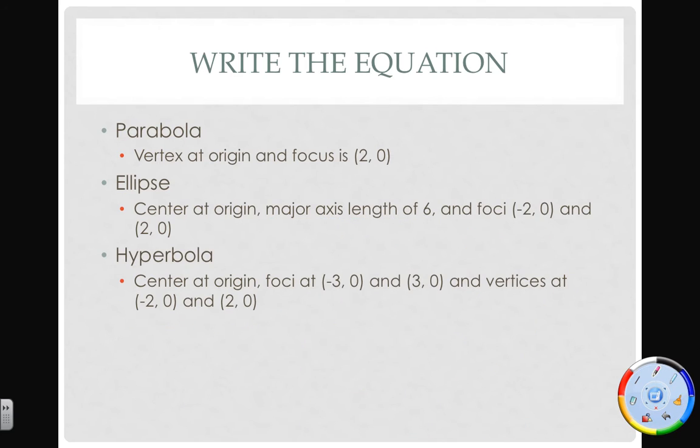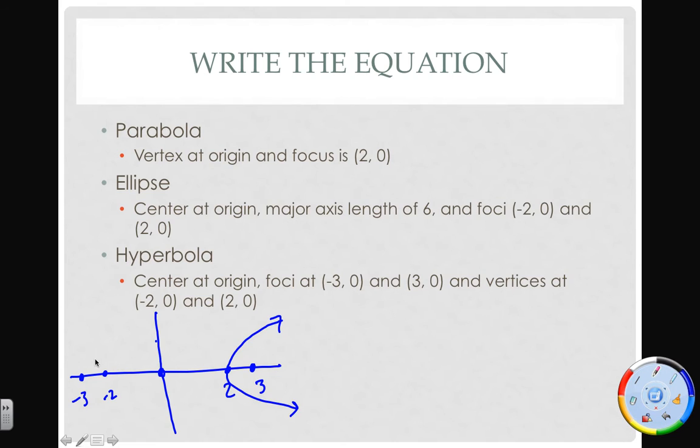So we have a center at the origin. In this particular case, I guess I'm choosing 3 problems where they all open the same direction. So we have foci at 3 and negative 3 and vertices at -2 and +2. Well, that means I have a picture that looks like this. It opens left and right. And because it opens left and right, what do I automatically know? Well, I automatically know that it's got to be an x squared minus a y squared.